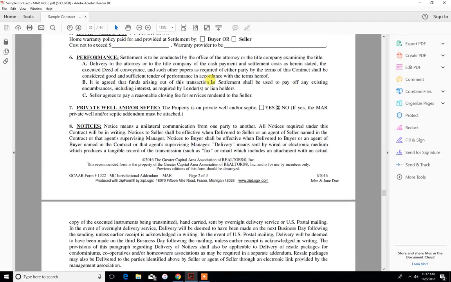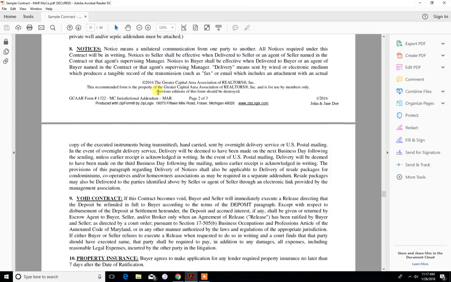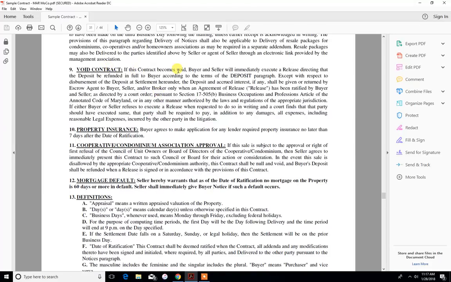Private well and septic. If it is on well and septic, you would put yes, and then we do the well and septic inspection. If it's not, you'd put no. The rest of this is legal stuff. Void contract. This I do talk to the buyers about. John and Jane, this talks about void contracts, and this links up with your earnest money.